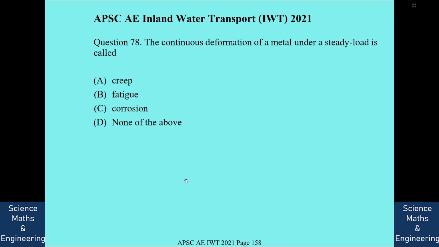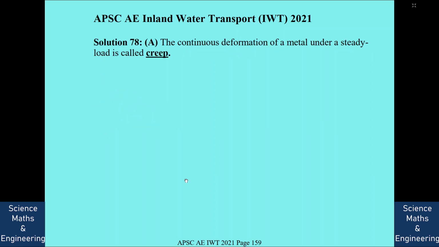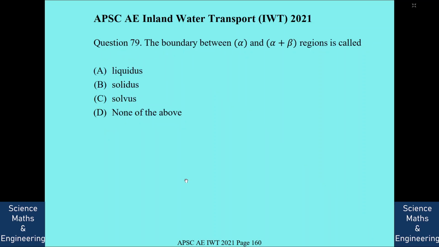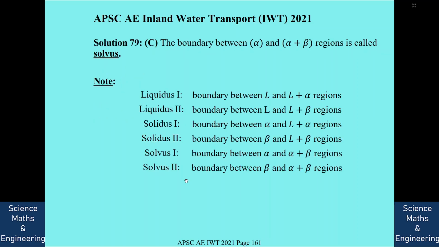Next, the continuous deformation of a metal under a steady load is called A, creep, B, fatigue, C, corrosion, or D, none of the above. So the answer is, it is called creep. Next, the boundary between alpha and alpha plus beta regions is called A, liquidus, B, solidus, C, solvus, or D, none of the above. So the answer is C, it is known as solvus.